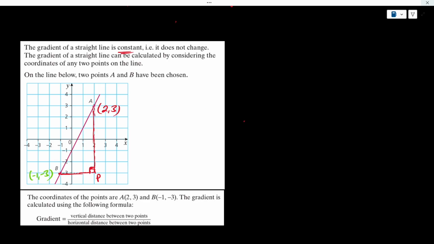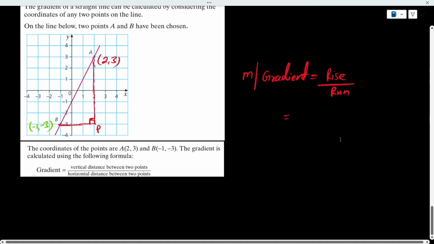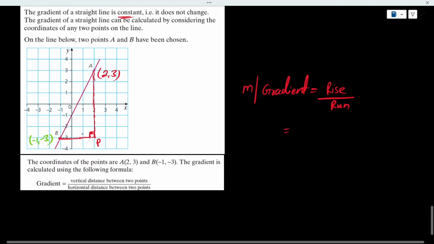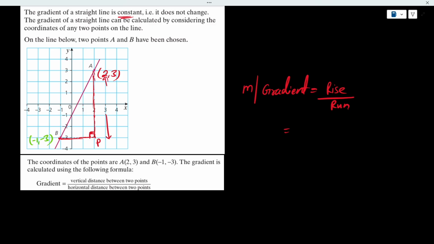That we will always write down here m, which we call gradient or slope, is always rise over run. Rise over run means it's a vertical change. If you see here, it's also written vertical distance between 2 points. So what is the vertical distance? Distance is always positive, right? So here, from -3 to +3, it is going to be 6 units distance. And the horizontal distance, from -1 to 2, is going to be 3 units.